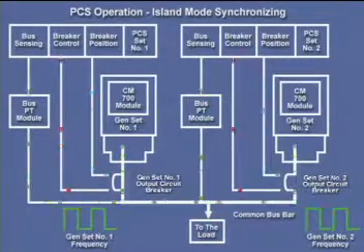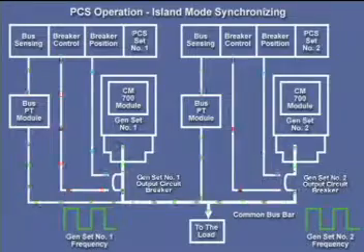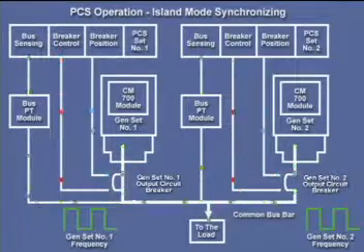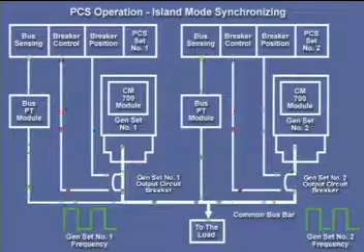In manual mode, the PCS still checks for synchronization. If the genset is not synchronized to the bus, it will not allow the breaker to close. Once the genset breaker is closed, the synchronizer is disabled.